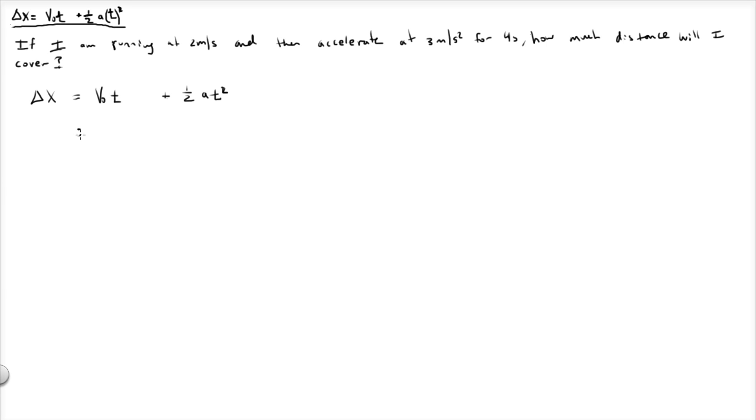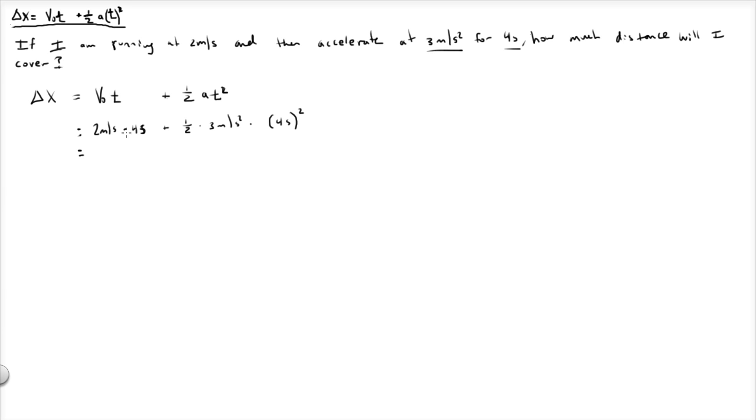Okay, so my initial velocity is 2 meters per second. The time I'm accelerating for is 4 seconds, so I'll put that in there for t. Plus 1/2 times my acceleration, which is 3 meters per second squared, times my time again, 4 seconds, squared.